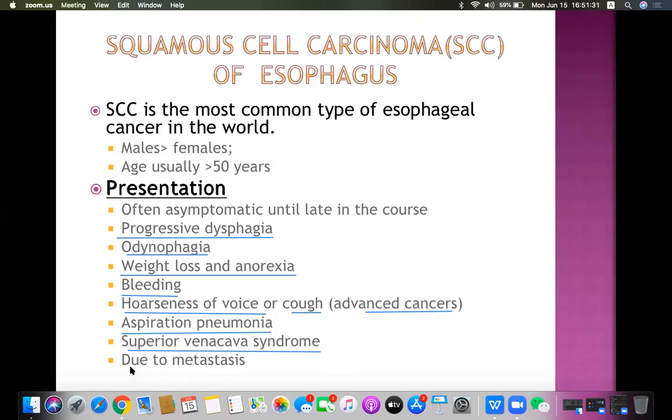Now, due to distant metastasis, a lot of other clinical features will be there. Wherever it goes, it can damage that tissue, like liver, bone, brain. All these things can be explained.